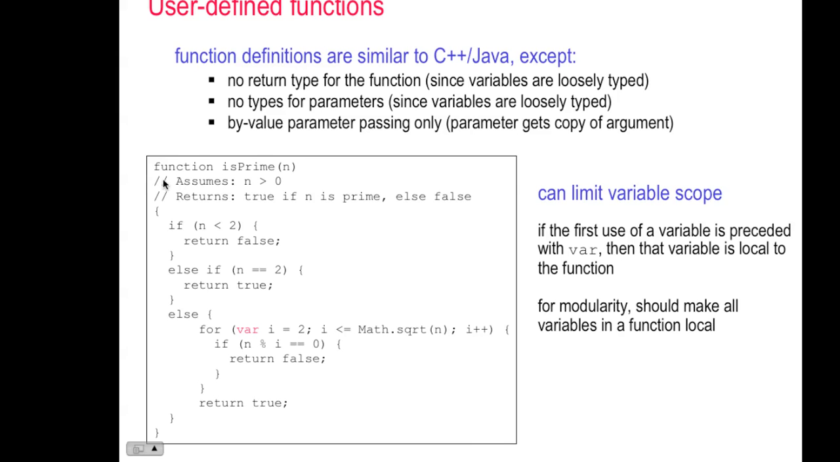So here we have function isPrime. And we don't have to put data types anywhere, so no data types on the parameters either. We have comments in here, so we're assuming n is larger than 0, and it returns true if n is prime, else it returns false. Here is our function opening bracket, and down here is our function closing bracket. Inside the function we have: if n is smaller than 2, return false. If n is equal to 2, then return true.